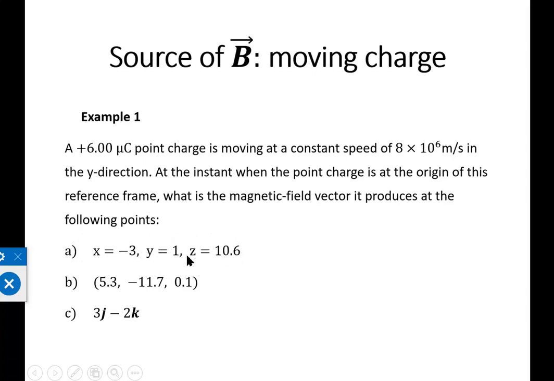I think I simplified this. I used x equals negative 3, y equals 1. I don't know why this one is still appearing. Ignore this side of the point. We want to get it on the Cartesian plane.